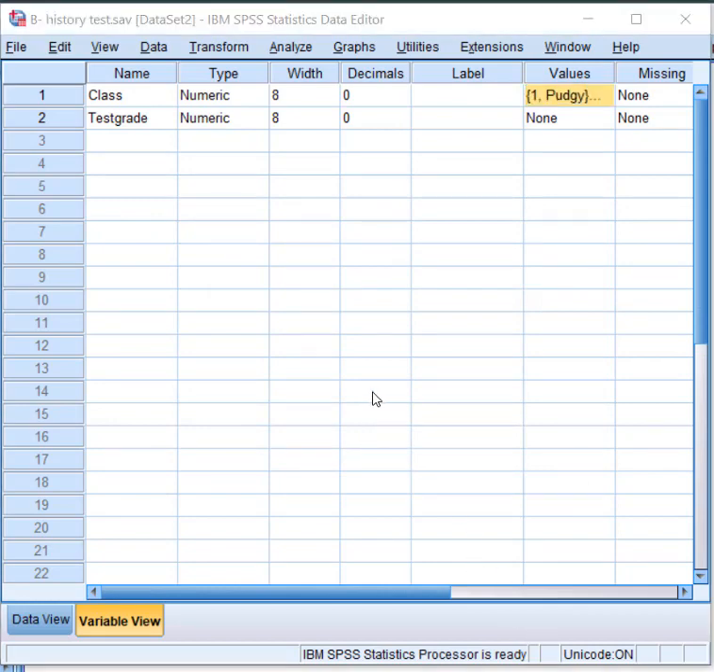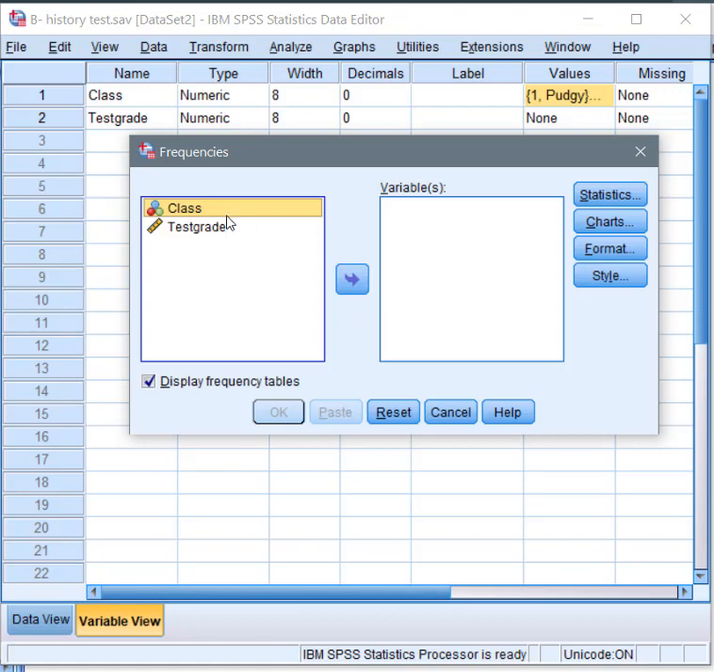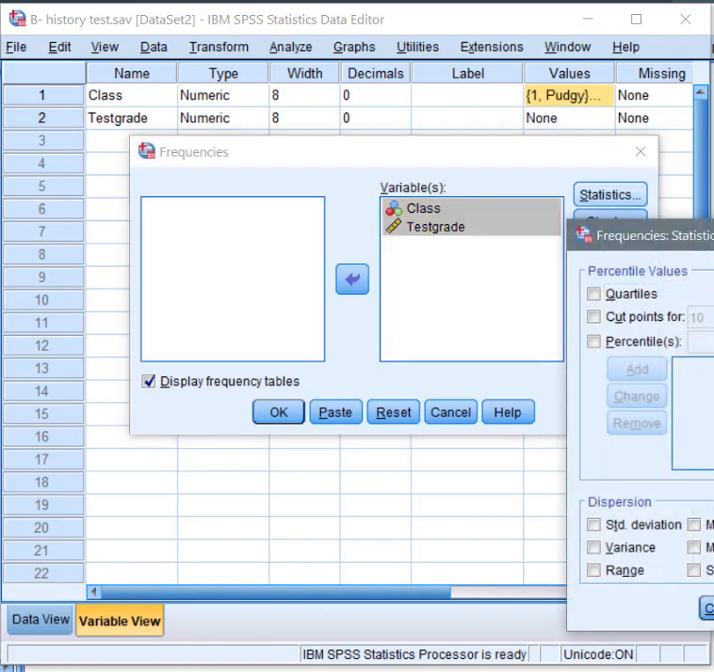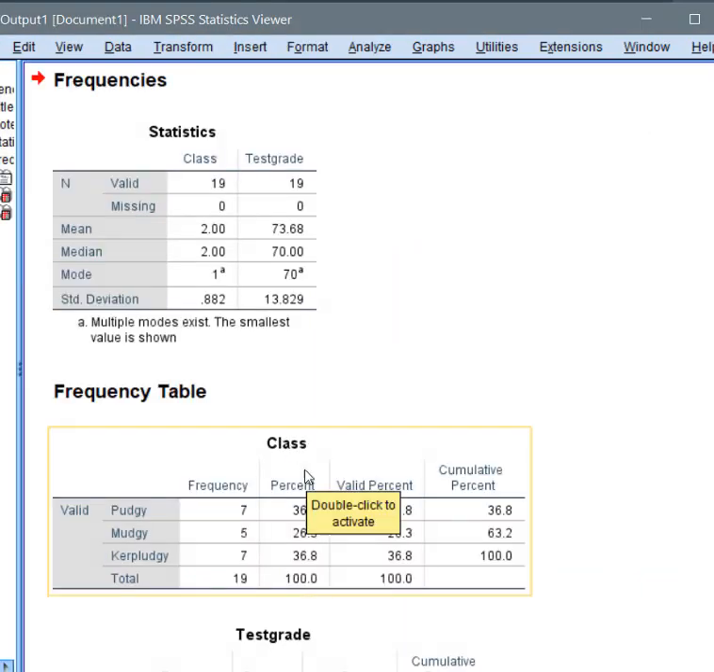All right, so the first question, B1, asks you to generate a frequency table for class and test grade, or I should say frequency tables, one for class and one for test grade. All right, so I'm going to come up to Analyze, Descriptive Statistics, Frequency, and I'm going to take both class and test grade and move them over to the variables. And then it's always a good habit to go ahead and ask for the central tendency statistics, the mean, median, and the mode, and then also the standard deviation. So we capture all that, or ask for all that, I should say.